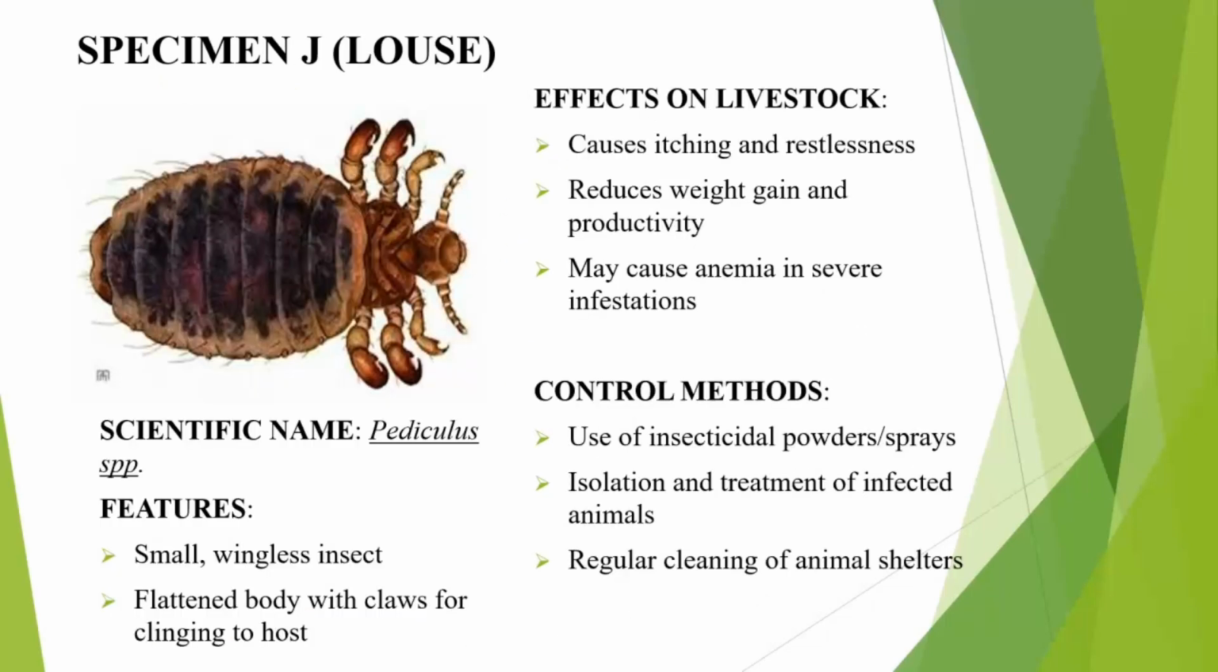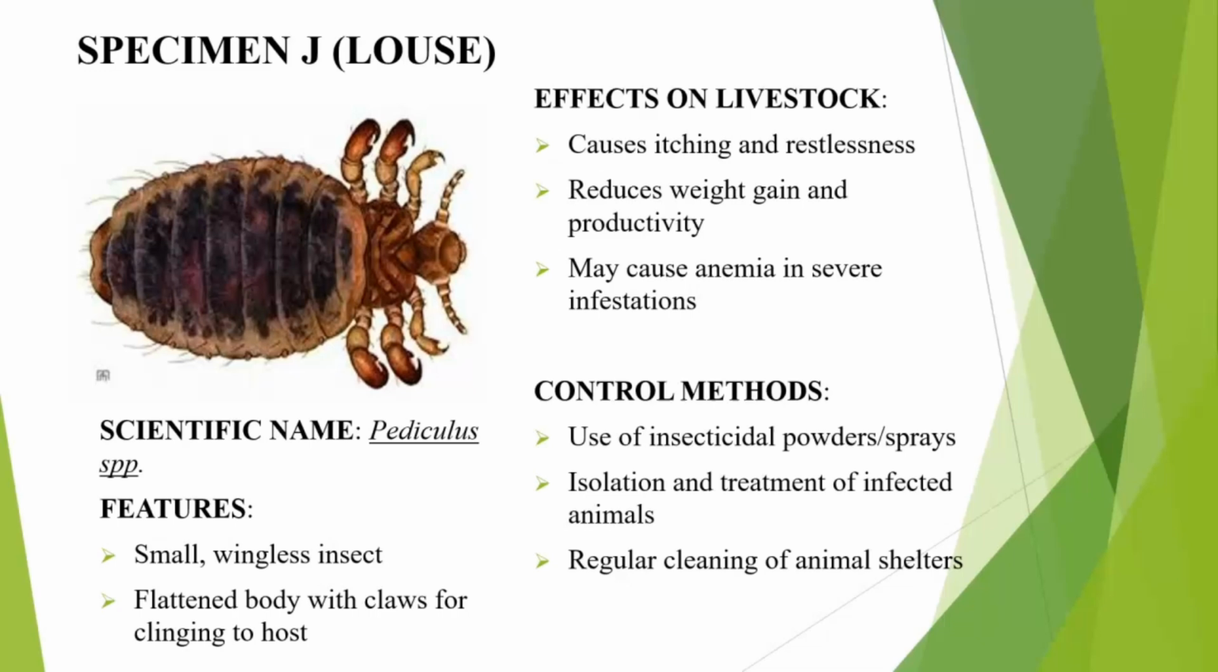Next is specimen J, and specimen J is a louse, which is the singular form, then the plural form is lice. Next, they could ask to identify. Again, identify means what is the name. So your answer will be louse if it's singular, lice if it's plural. Next, they could ask you to tell them the scientific name. So scientific name for this animal is the Pediculus species.